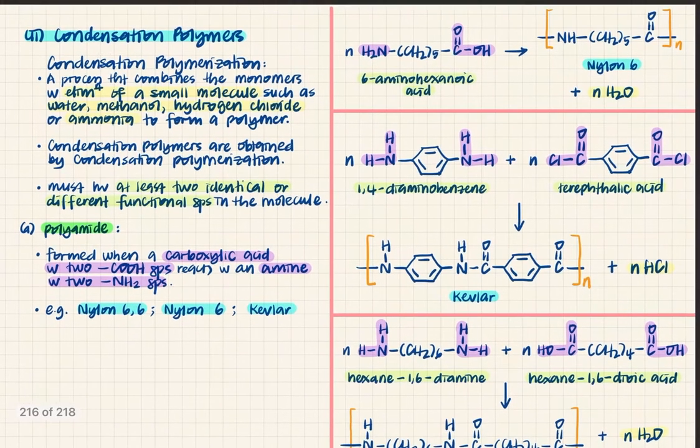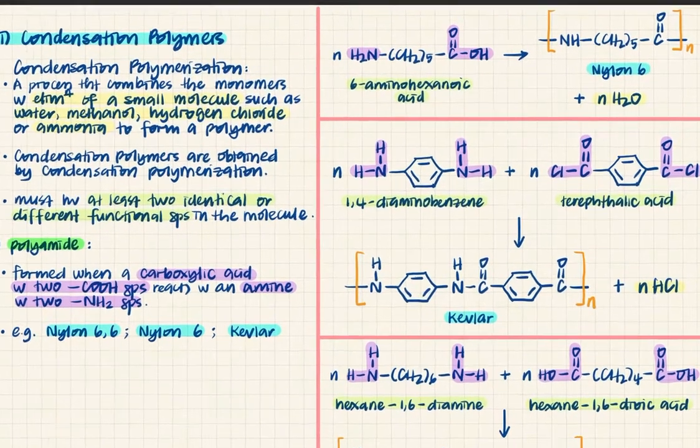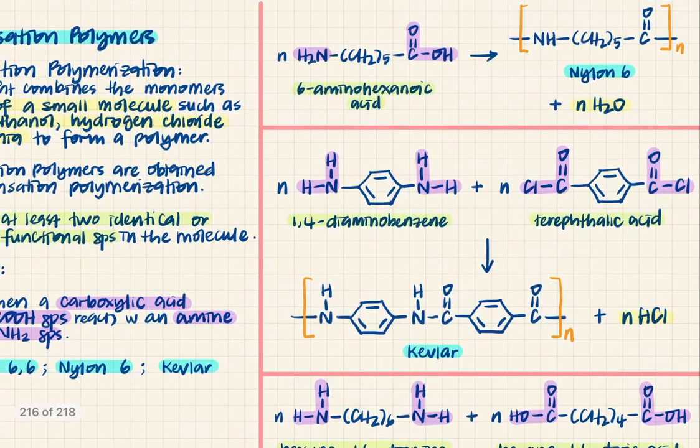On your right here, you can see the monomer, 6-aminohexanoic acid. You have an amino group and you have your carboxyl group. So this is the monomer, meaning there is only one type. You will react this molecule with itself. So for this reaction, you are going to remove water.